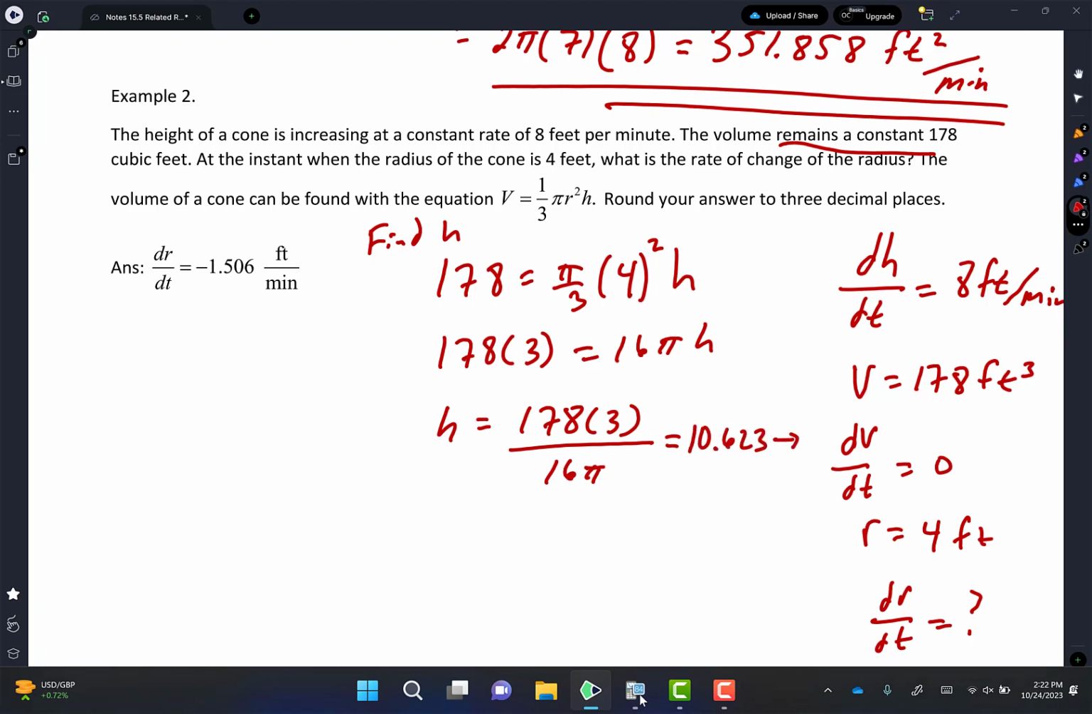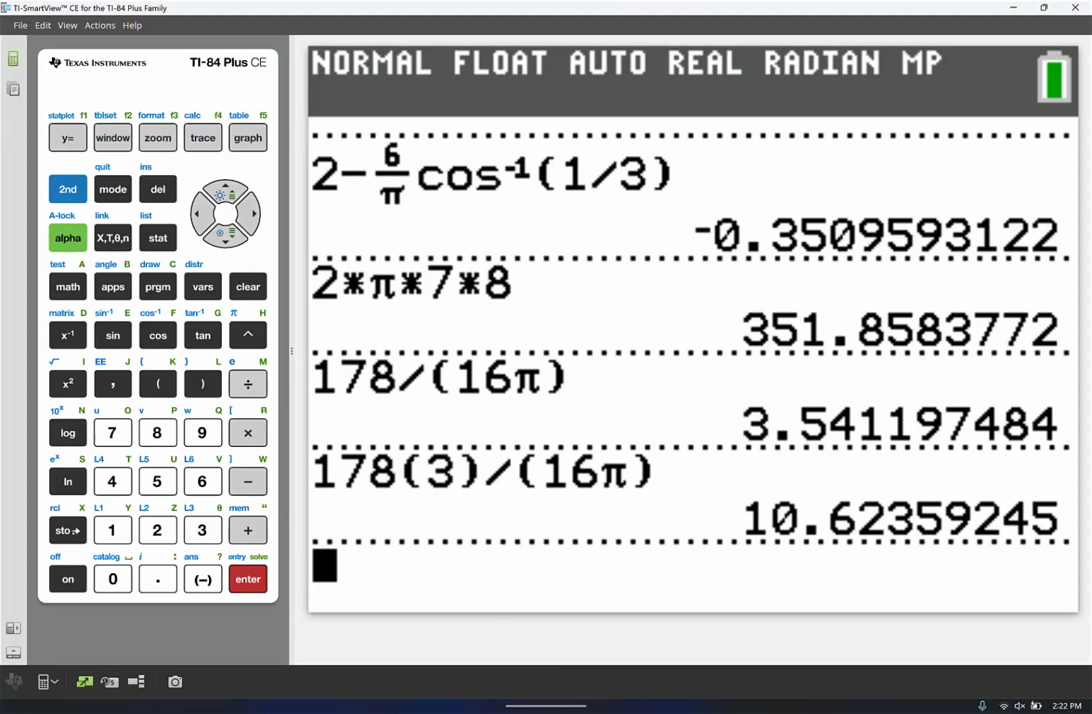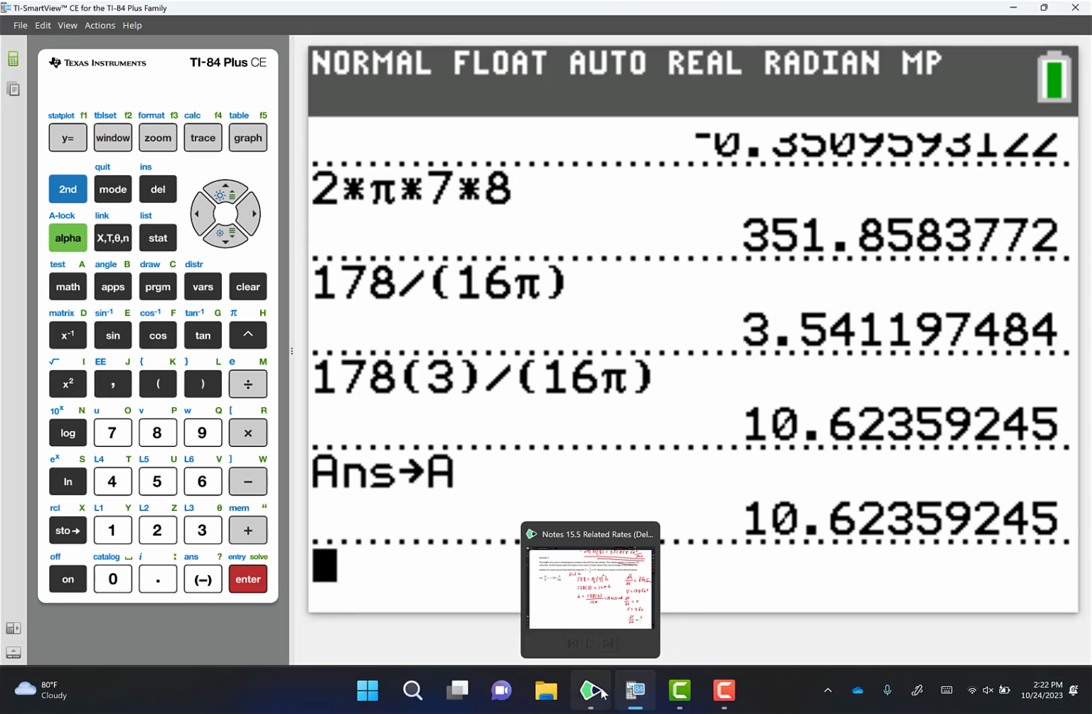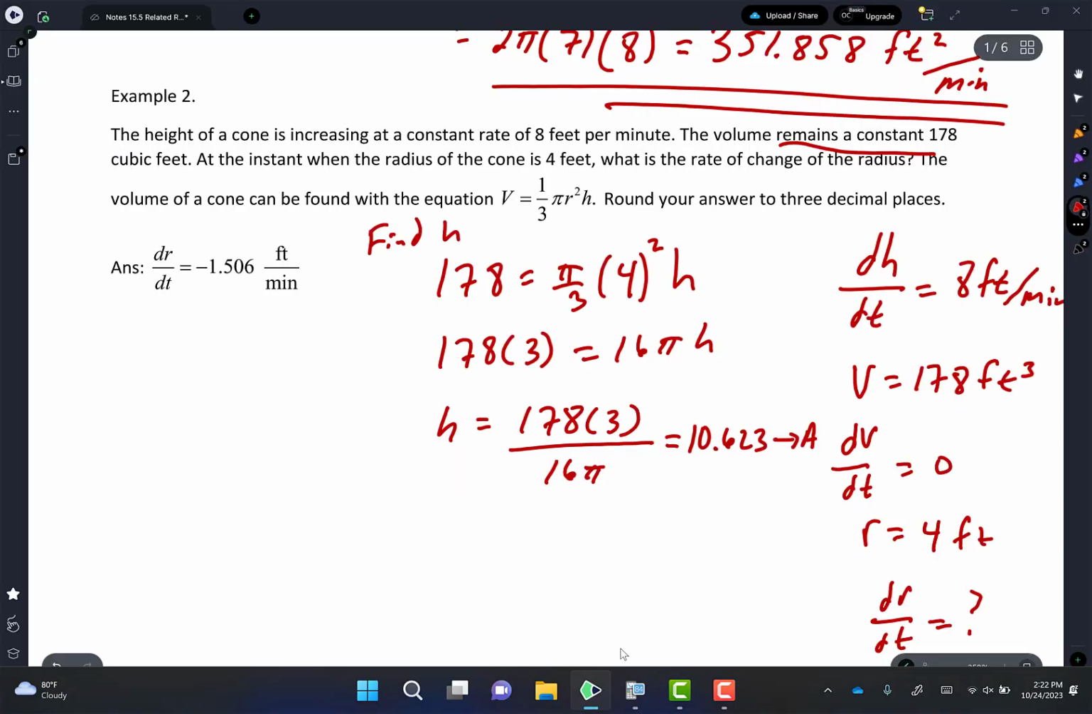10.623, and I'm going to store it to A. How do I do that? I just go on the calculator. I'm going to push store, alpha, A. Enter. I just go down the alphabet. Are we okay so far? So now everyone knows that my height is stored in A.